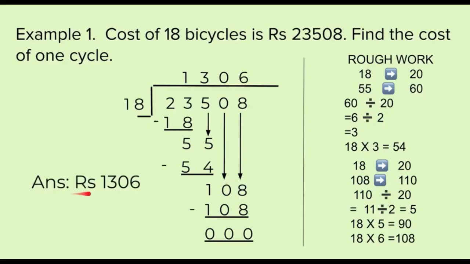When we write 108 below 108, we get 0. So what is the answer? The cost of one bicycle is 1306. That is the cost of one bicycle.